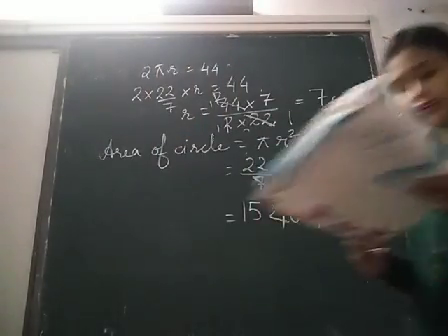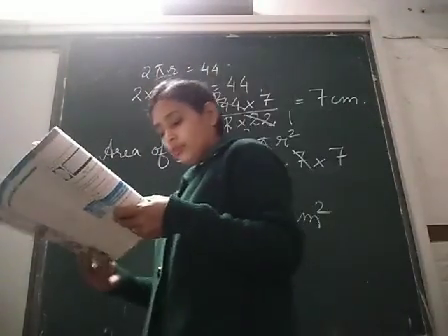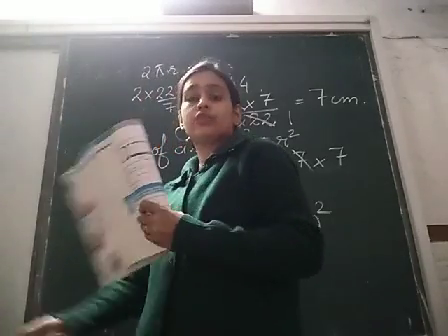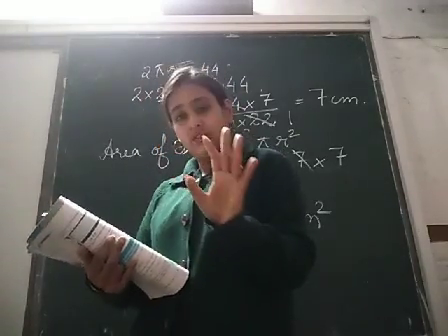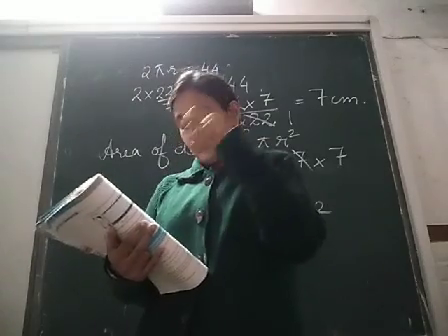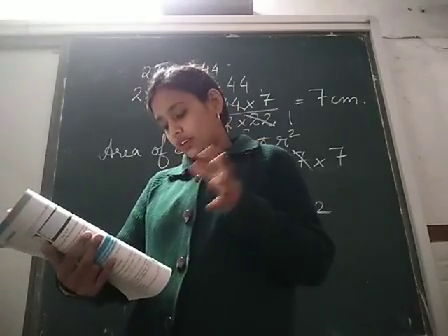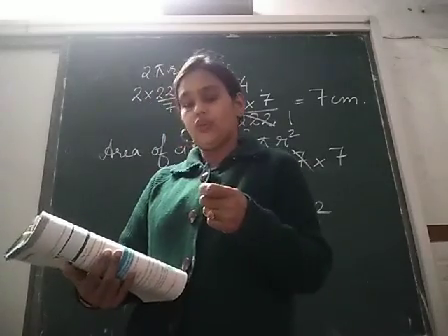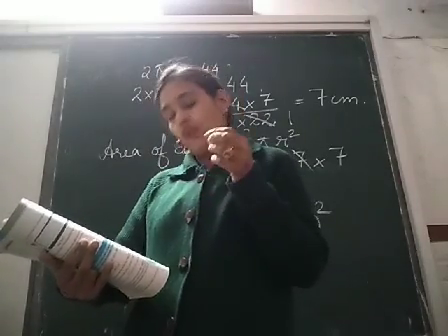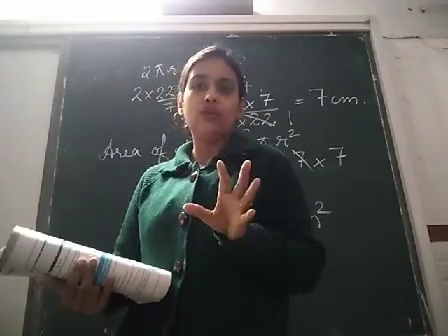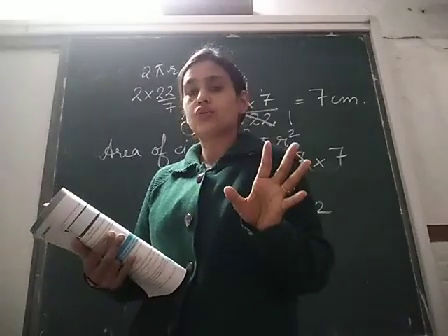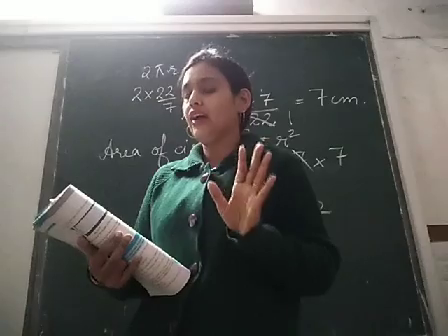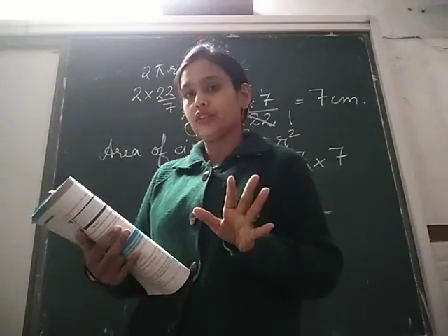Now let's read the other part. If the same wire is bent into the shape of a square. Now this Shazli is not satisfied with the circle, so he or she, whatever, is bending it to make a square. Now we have to find the sides of the square. So we all know that each side of the square will be the same.